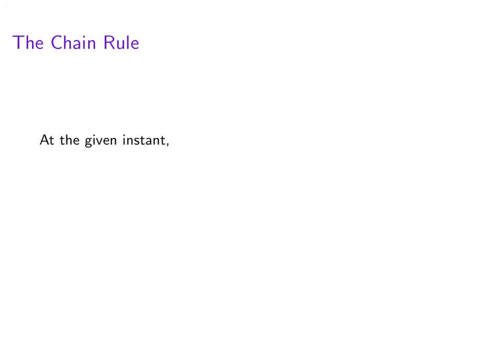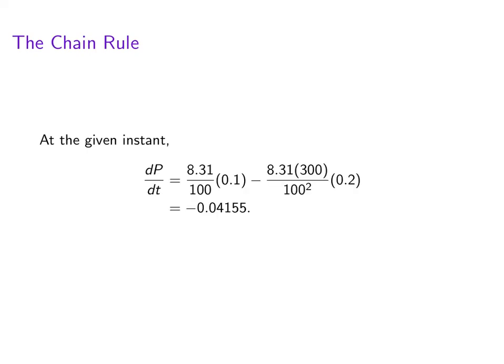Now at the moment that we care about, we'll plug in some numbers and this is what we'll get. dP by dt is equal to 8.31 over 100 times 0.1 minus 8.31 times 300 over 100 squared times 0.2. We've essentially just plugged in all of the values that we were given to say, at that particular time, what do we end up with?